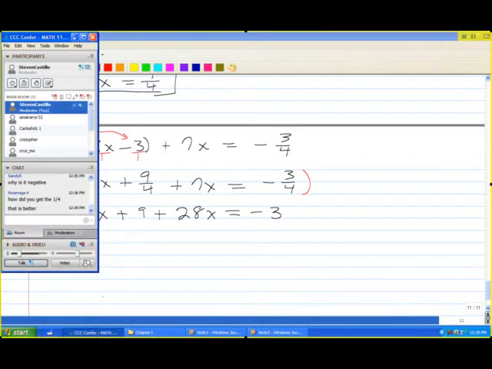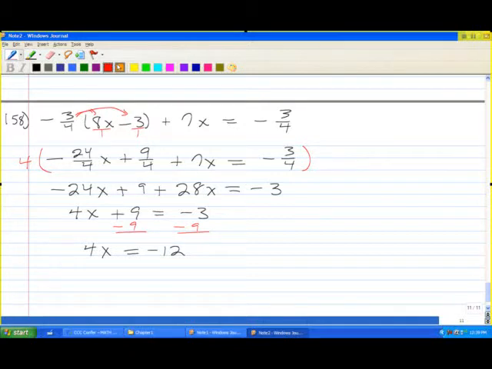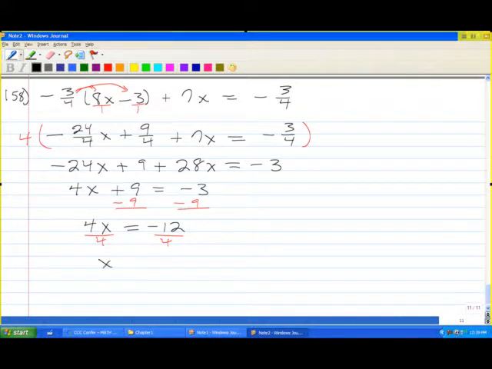Yes, it is usually better for students, especially students that do not like fractions. And so this just gets rid of them. 28x minus 24x is 4x. Subtract 9 from both sides of your equation. So 4x is equal to negative 12. Divide by 4. So x is equal to negative 3. So this is usually the preferred method for students.